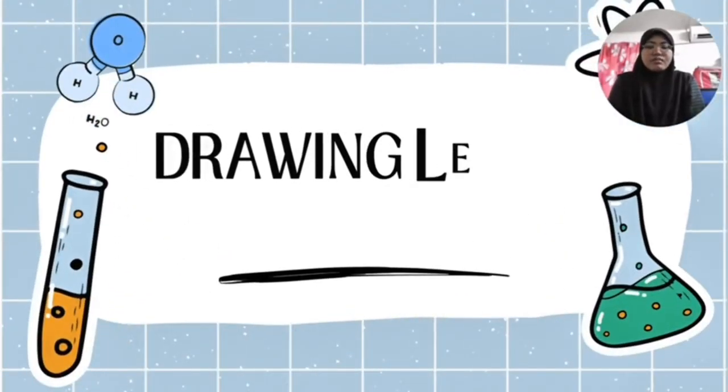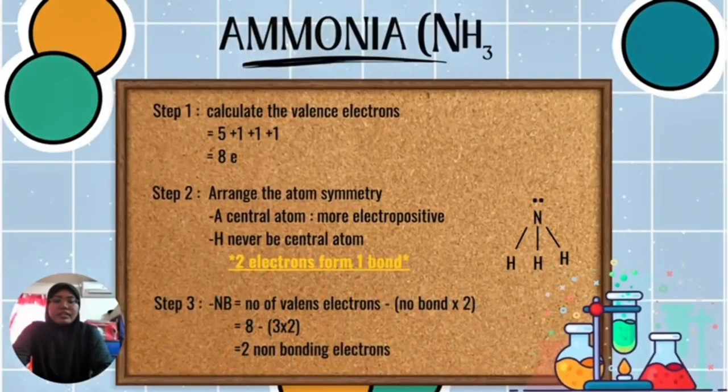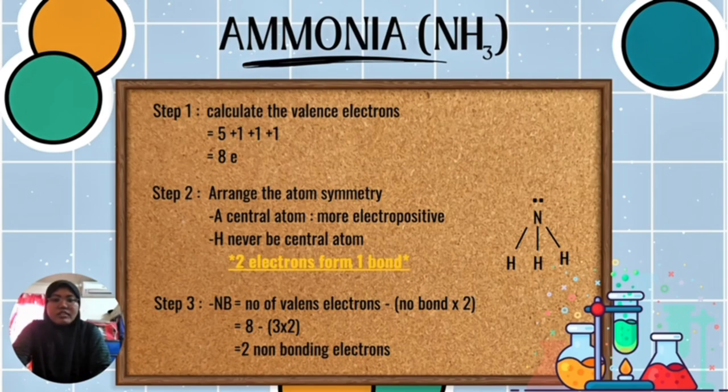So now, we're going to move on to our next topic, which is drawing Lewis structure. So for an example, Lewis structure of ammonia. First, we calculate the total number of valence electrons. Nitrogen has 5 valence electrons and each hydrogen has 1 valence electron. Since there are 3 hydrogen atoms, so 5 plus 1 plus 1 plus 1 equal to 8 valence electrons.